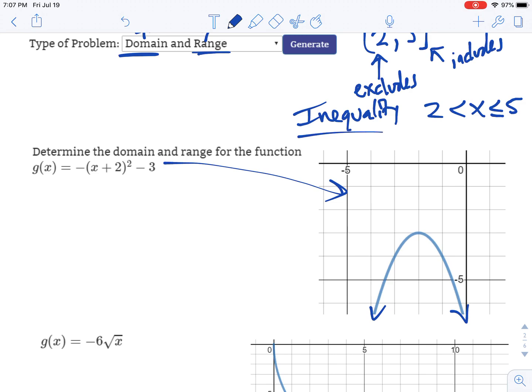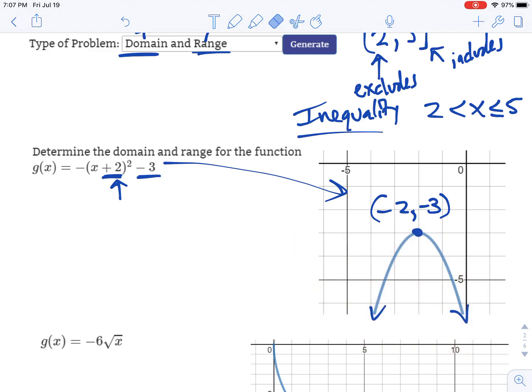So this function here has a vertex at (-2, -3), which you can see in the vertex form of this function because the x value is the opposite of this value, and then that value is the y value. So that's the vertex. That will help us with the range because the biggest y value is at -3, and then everything below it would also be included in the range.